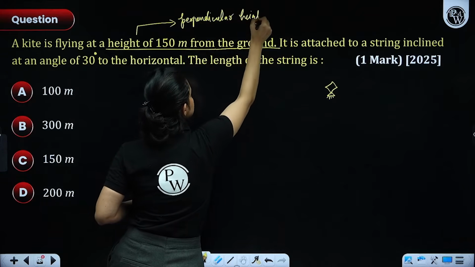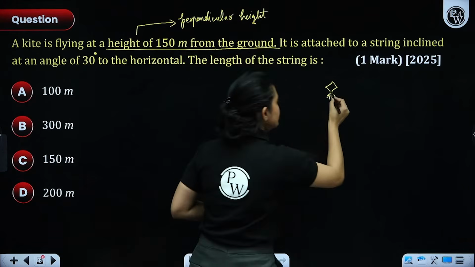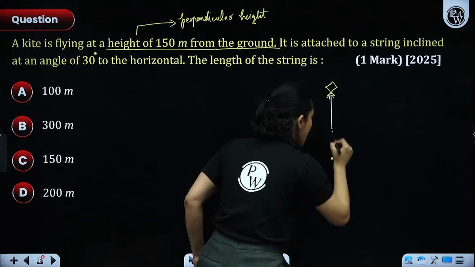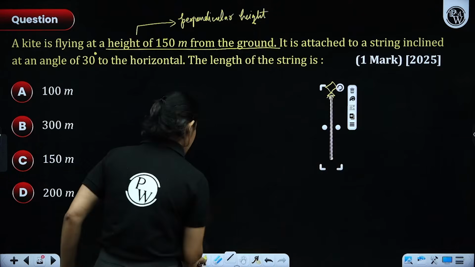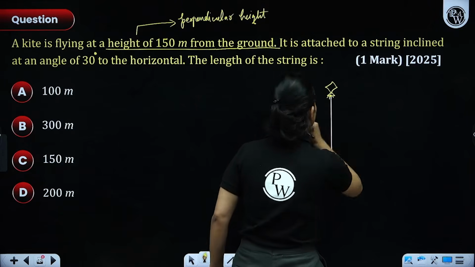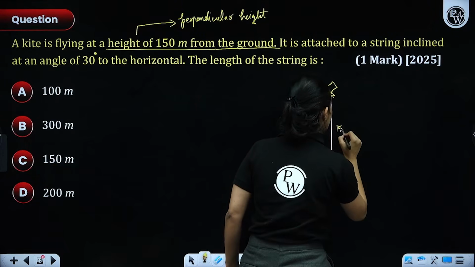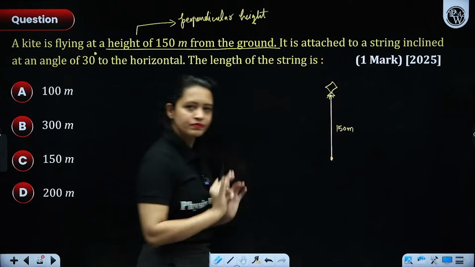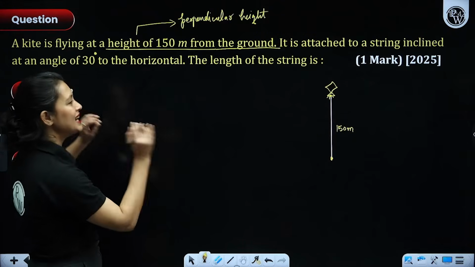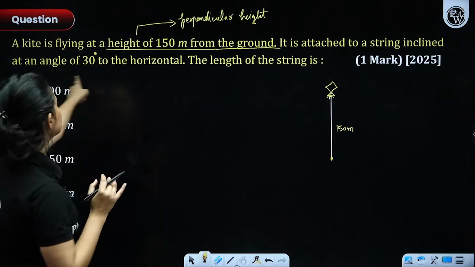That means that from this kite, if you draw a straight line to the ground, then the straight line here is the distance of the kite from the ground, perpendicular distance, and it is 150 meters, guys. Please pay attention on how we are making the figure. This is important. Okay, now it is attached to a string inclined at an angle of 30 degrees.